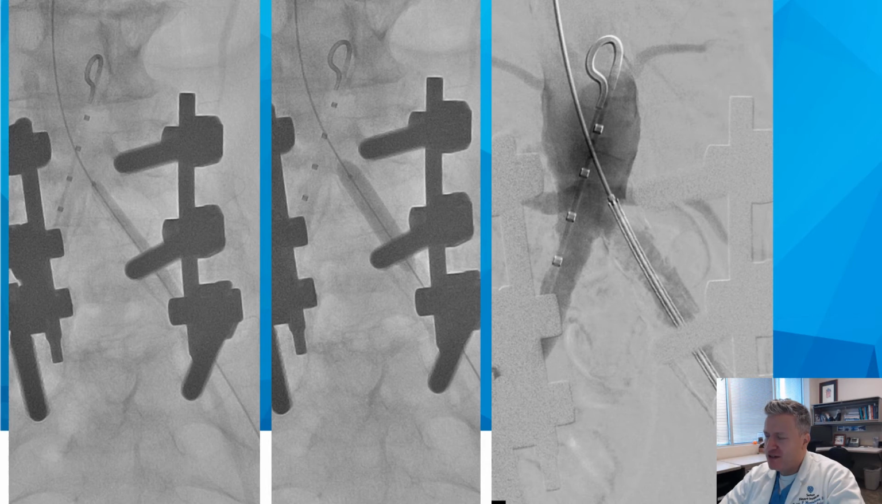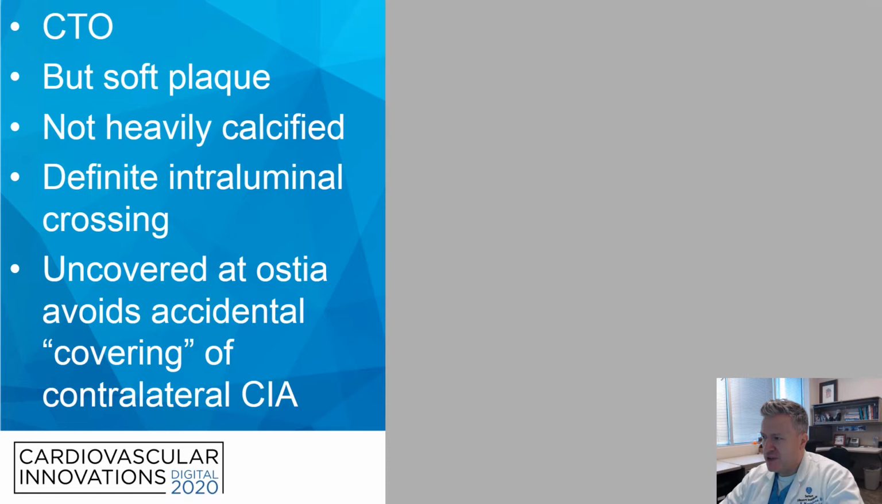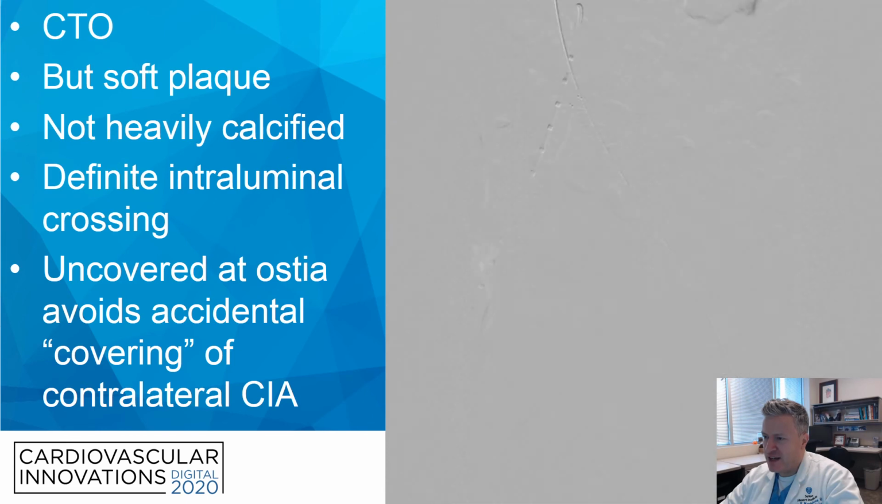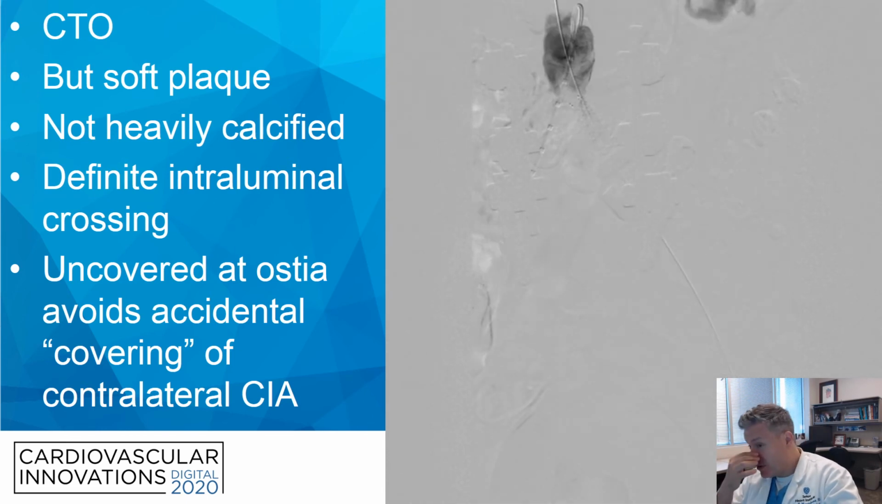In this situation, with decreased calcium and a smooth intraluminal path, we were very comfortable with this lesion using an uncovered stent. And so we pre-dilated, undersized, and then post-dilated to size with a balloon expandable stent, really with an excellent angiographic result. So this was a CTO, but soft plaque, not heavily calcified. We knew we had definite intraluminal crossing.